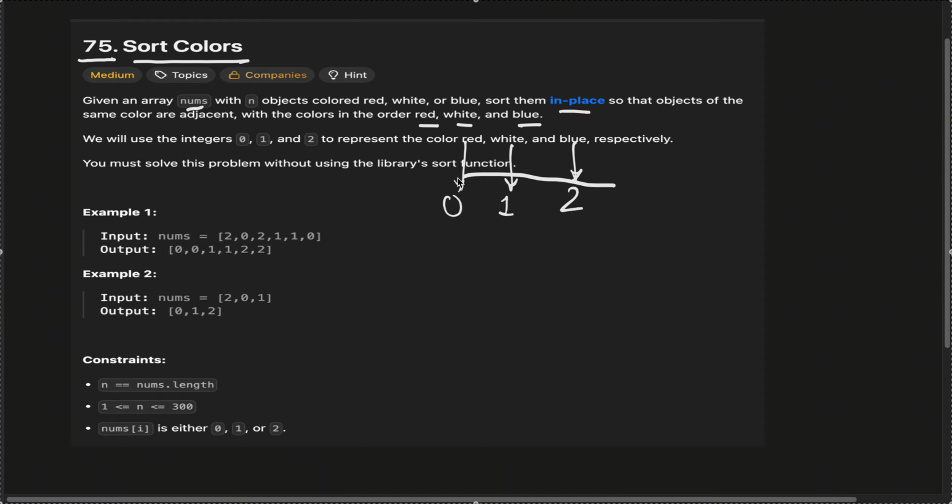What we have to do, we have to sort the array, first 0 then 1 then 2, right? See, they have given an array and we have to sort the array like this, and in place sorting, right? You must solve this problem without using any library sort function, right?